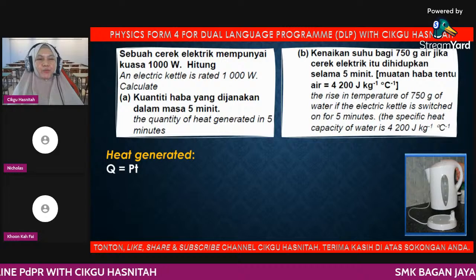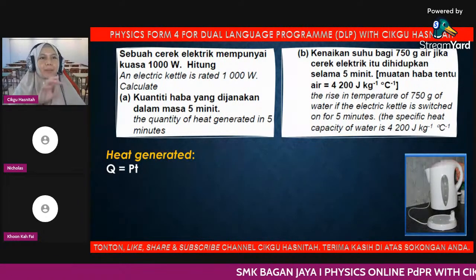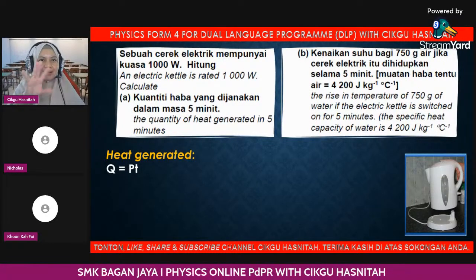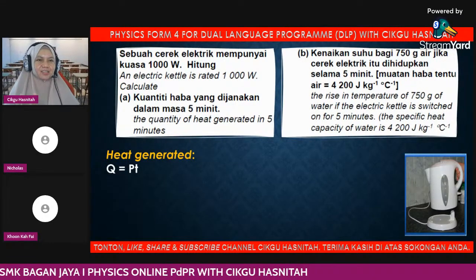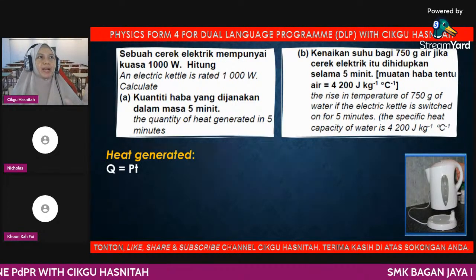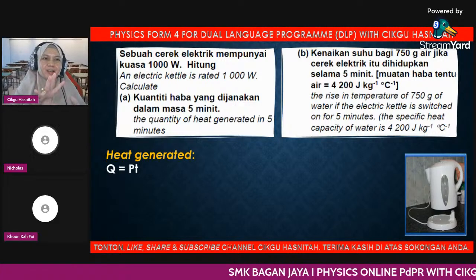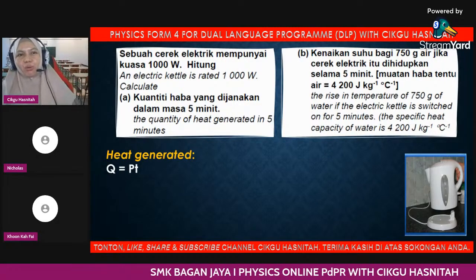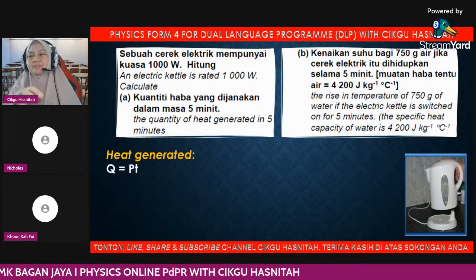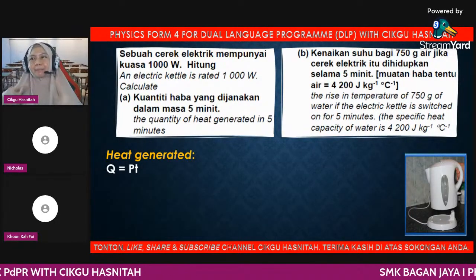Maybe when you are in Form 6, you will discover how much percentage of loss occurs when there is a conversion of energy. But for SPM level, in our calculation, we always assume 100% conversion, 1 to 1. So it is 100% efficient. All right. Now let's check this question, how to apply.